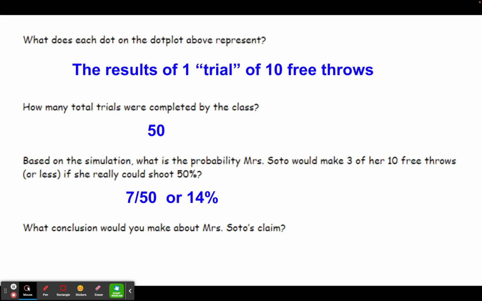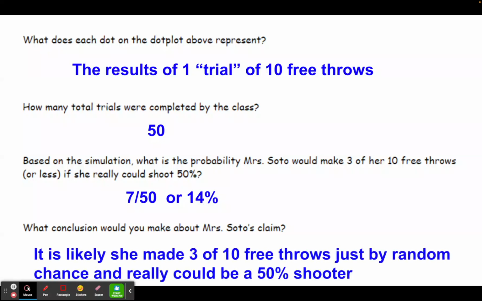And in statistics, 14% is considered likely to happen. Generally, anything 5% or more is considered likely. So we would say that it's likely that she made 3 out of 10 free throws just by random chance, and she really could still be a 50% free throw shooter. So this is probably the case where maybe she just had a bad day. Maybe the pressure of her students watching her made her a little bit nervous. And we can just chalk this up to random chance. We don't really have good evidence that she was lying about her claim.